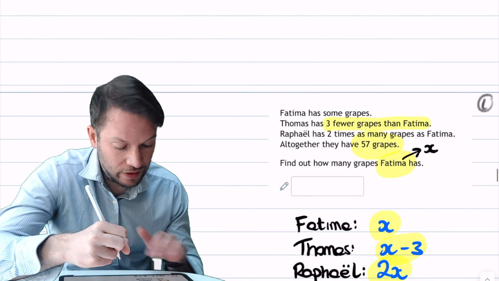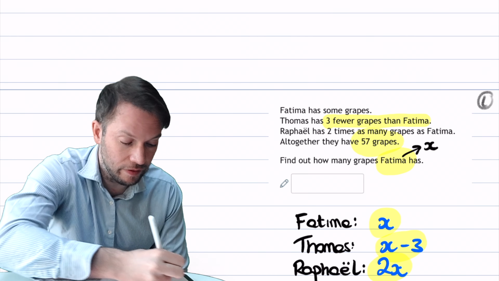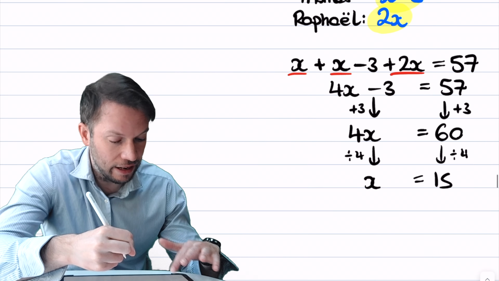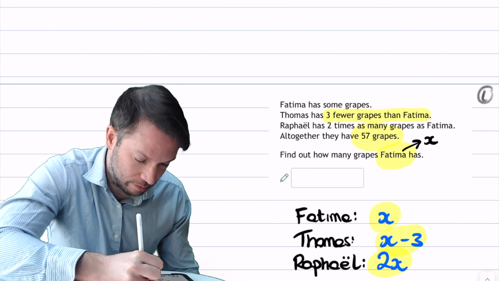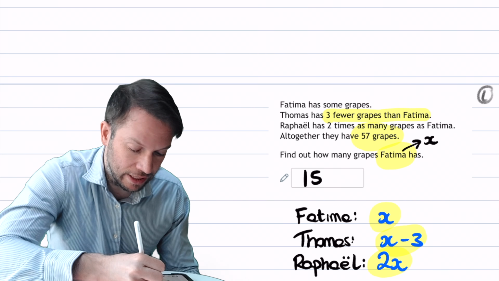Now, it wanted the number of grapes Fatima has, so it wanted the value of x, and we found that x was equal to 15. So Fatima has 15 grapes, and that is the final answer.